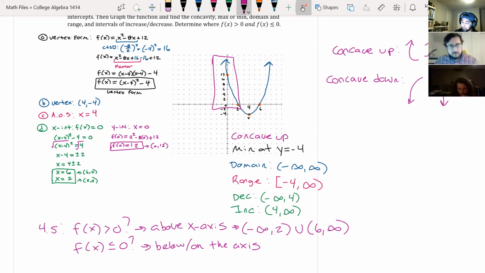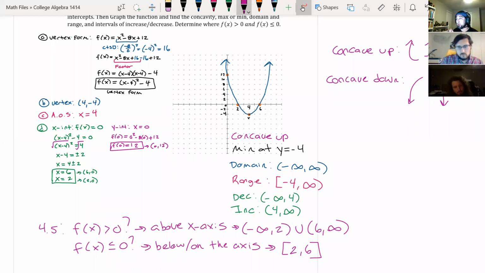And now to answer the second question, it says, where are you below and on the x-axis? And you already had that answer. What was it? 2, 6. And this time they are included. And that's all 4.5 is about, is just answering those questions. So it's going to make you graph them and then answer those simple questions.